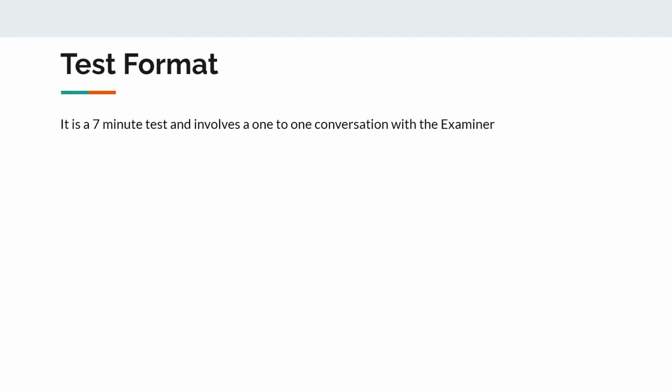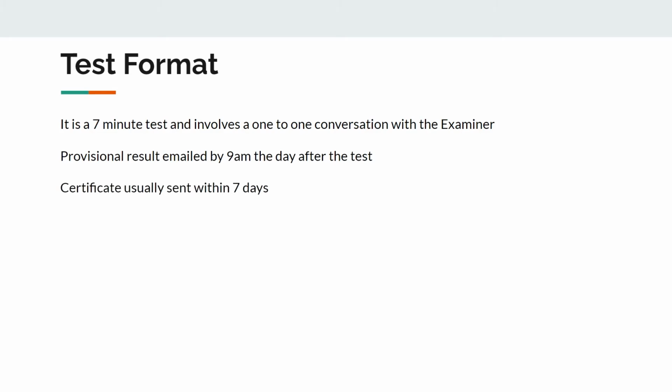It is a 7-minute test and involves a one-to-one conversation with the examiner. The provisional result will be emailed by 9 AM the day after the test. And provisional result means you will be informed whether you have passed or failed the test. That's it. The certificate is usually sent within 7 days, and the test is valid for 2.5 years, as I mentioned previously. The test is taken at UKVI approved Trinity CELT centers.